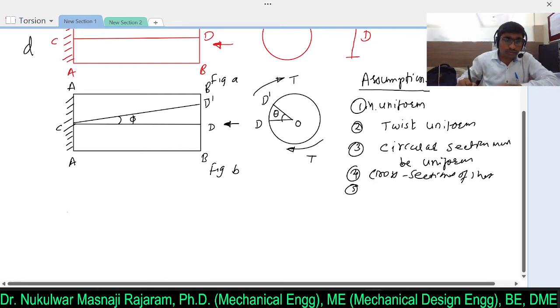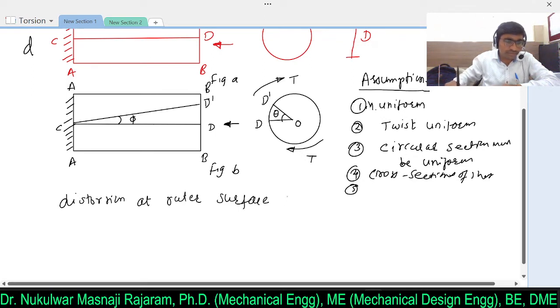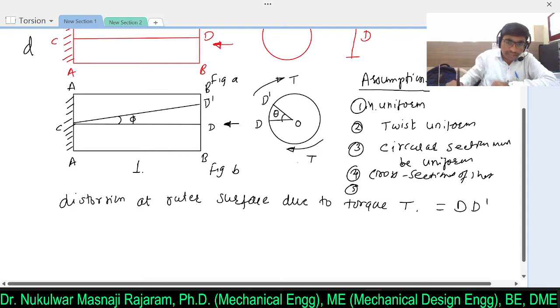Now distortion: here I will write, distortion at outer surface due to torque T. It is nothing but D D dash. So this is the distortion which takes place at D D dash. Okay. I will consider this as figure A1 and figure 2.